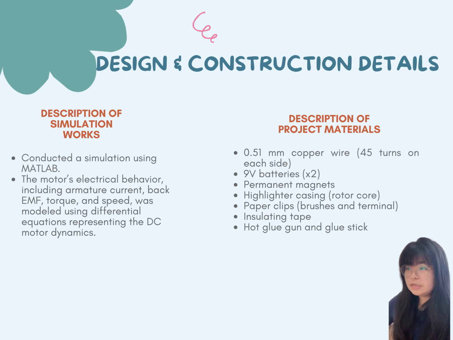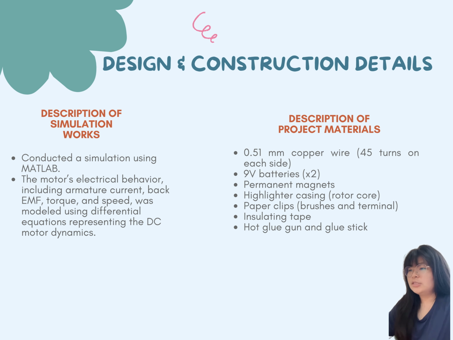Through the simulation results, we can get key insight into the transient response, system stability, and potential design optimization before the physical construction. For the description of project materials, we use 0.51 mm copper wire, which we made 45 turns on each side. We use two 9-volt batteries, a permanent magnet, highlighter casing which is used as the rotor core, and paper clips, which we use as the brushes and terminal. We also use insulating tape, a hot glue gun, and a glue stick.